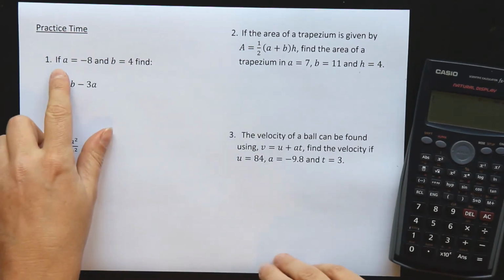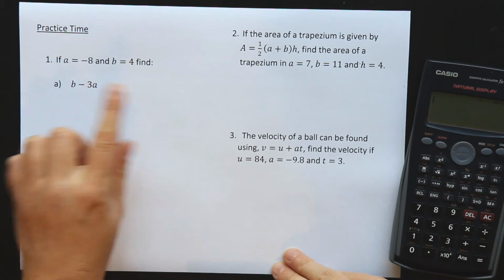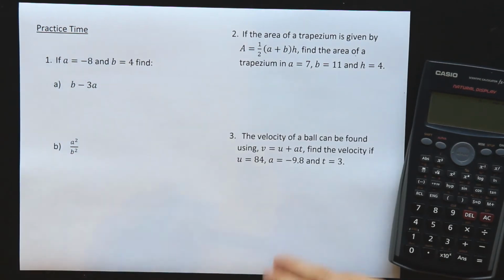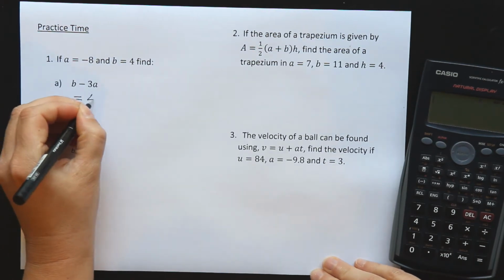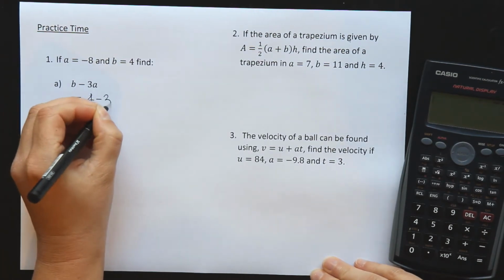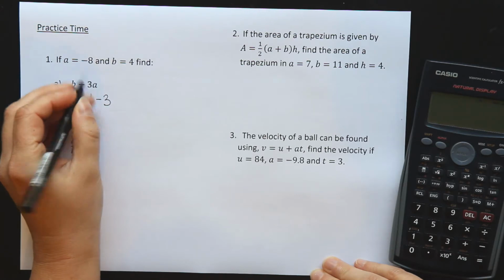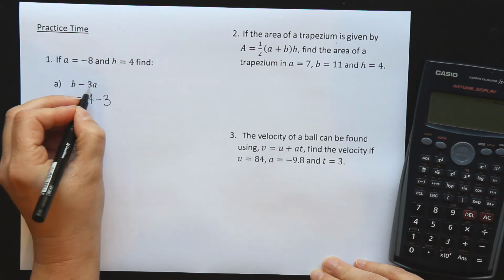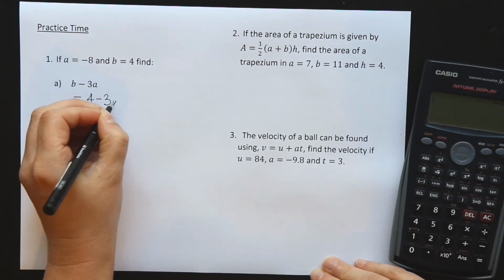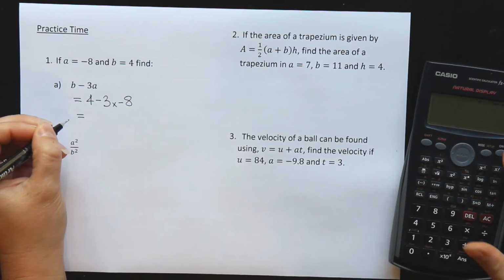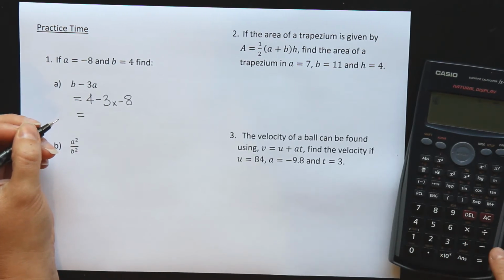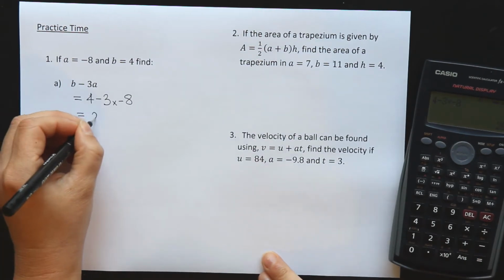Question 1. If A equals -8 and B equals 4, find B minus 3A. So let's replace the B with the 4. So we have 4 minus 3. And instead of A, replace it with the -8. But remember that's times together. So we'll go times -8. Equals, and calculate. So 4 minus 3 times -8 equals 28.